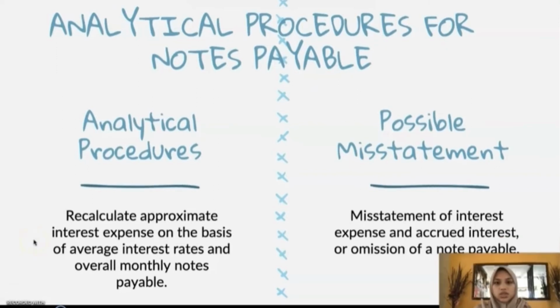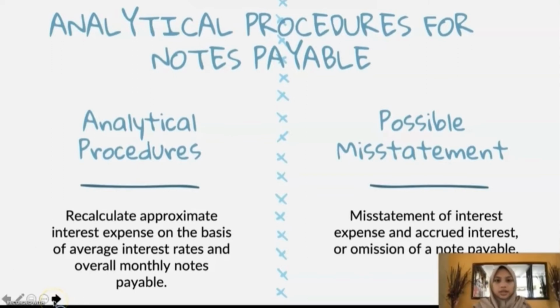If actual interest expense is materially larger than the auditor's estimate, one possible cause is recorded interest payments on unrecorded notes payable. For analytical procedures, we calculate approximate interest expense on the basis of average interest rates and overall monthly notes payable, for possible misstatement of interest expense and accrued interest or omission of a note payable.